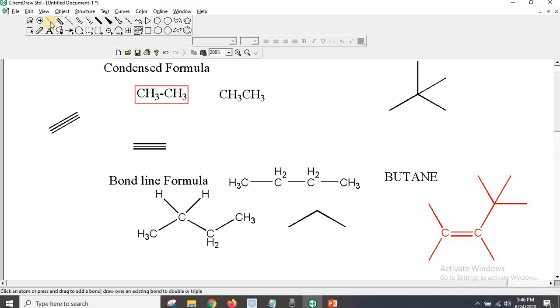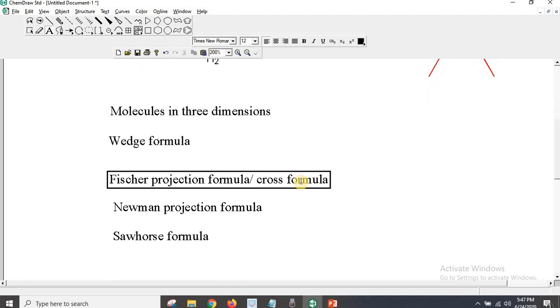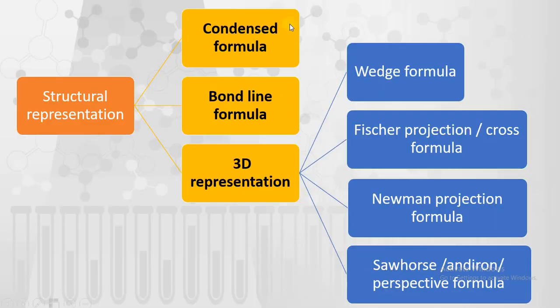If I directly click here, it will not give you a zigzag structure, it will give you a straight line, because you are considering the sp carbon in the bond line formula. How many carbon atoms? Four carbon atoms are there. So it is 1-butyne, an alkyne, or 2-butyne. Understand? So this is the bond line formula. We will go to the next molecules. Till now we have seen these two: the condensed formula and the bond line formula.